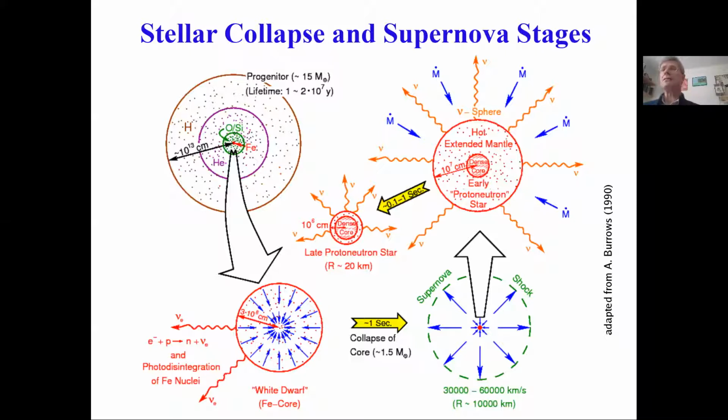It radiates neutrinos intensely, and over several seconds, this hot extended neutron star, initially with a diameter of about 100 to 200 kilometers, contracts and cools to a cold object with a diameter of only about 20 kilometers. The supernova explosion itself is one of the main questions. What is the mechanism behind this supernova?